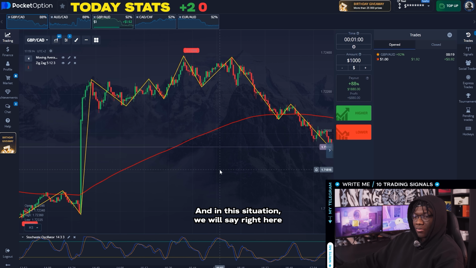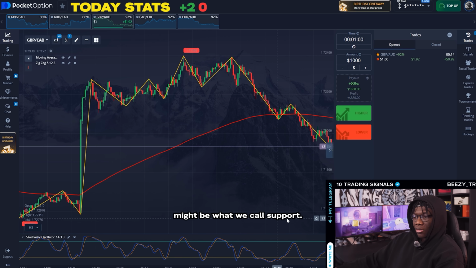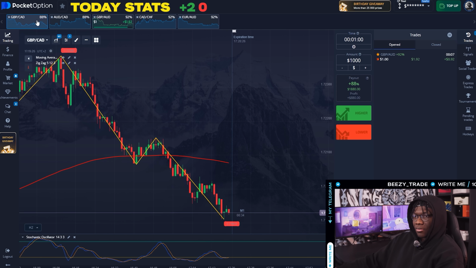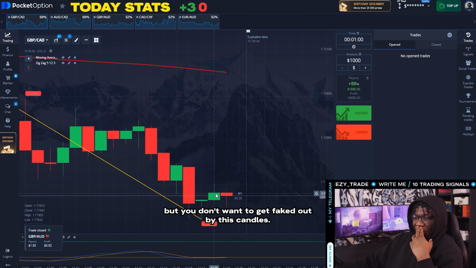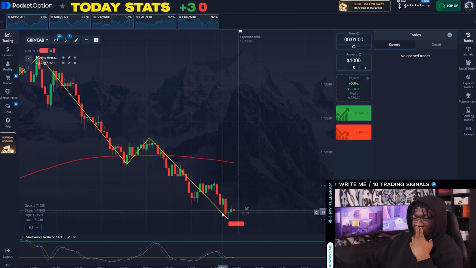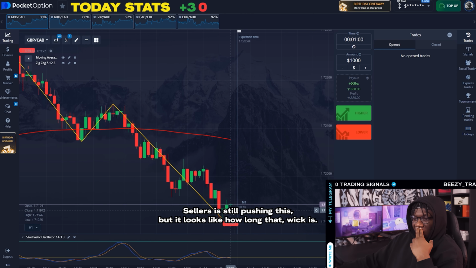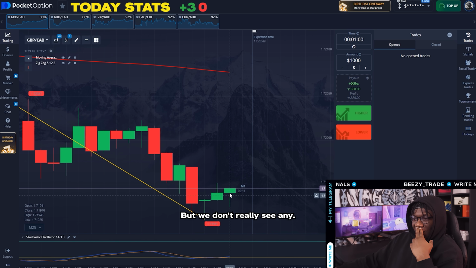And in this situation, we will say right here might be what we call support. And we're seeing a situation where we might also decide to go into a call. We can see a couple of candles here, but you don't want to get faked out by these candles. You can see the strength of the candles. The sellers are still pushing this, but it looks like how long that wick is, but we don't really see any.